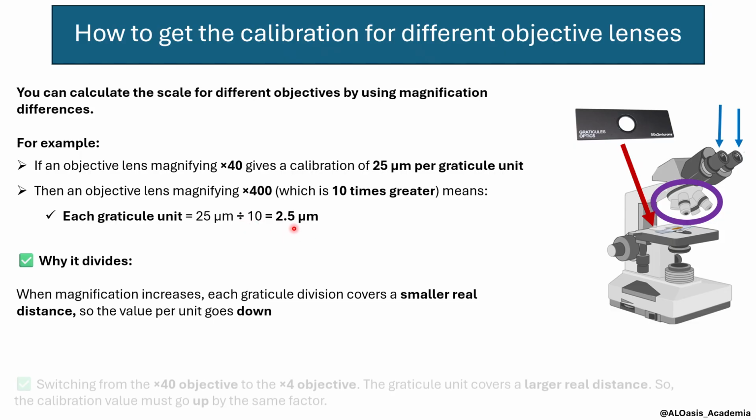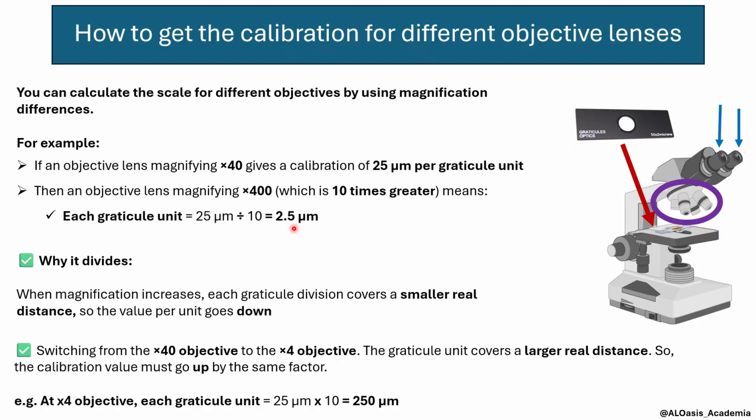Maybe to make it clearer, let's have a look at the opposite scenario, where we are moving from a higher objective lens to a lower objective. Let's say you are at the 40 objective, so this calibration is true: one graticule unit equals 25 micrometers. Let's say now, instead of going up to a 400 objective, we are going down to a 4 times objective. This results in the graticule units now covering a larger real distance, because we are zooming out. So the calibration value will go up by the same factor.